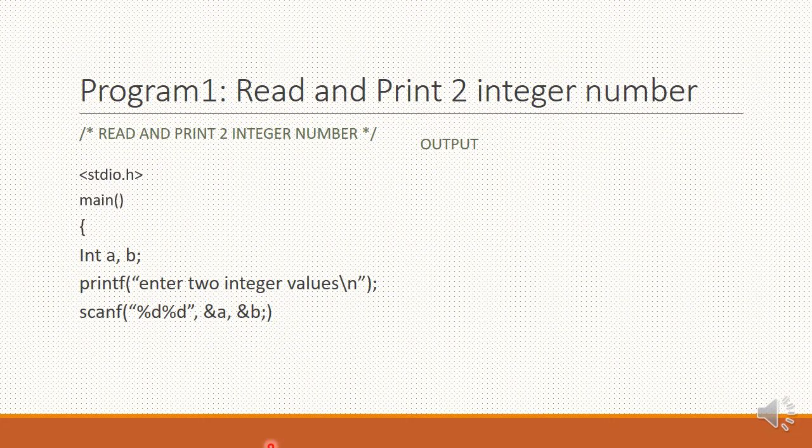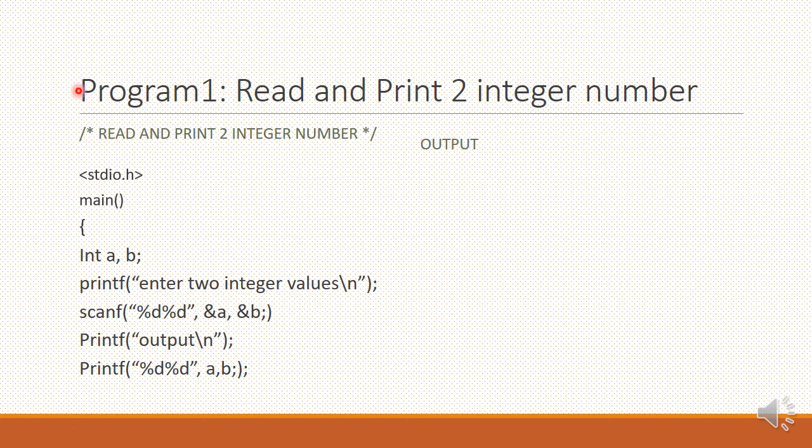I want to print the data on the screen, so you have to use the printf statement. For this I want to print one more word, that is output. Whatever you write in the double quotes is printed as it is. After printing the output, our aim is to print the a and b values, so we write percentage d, a and b.